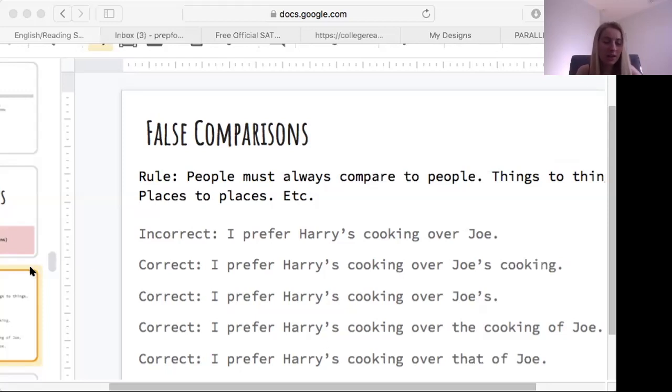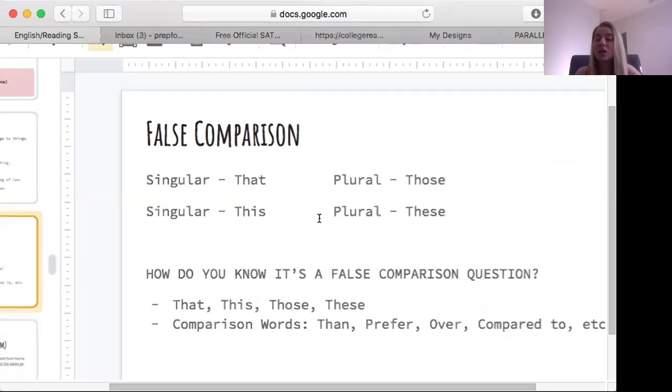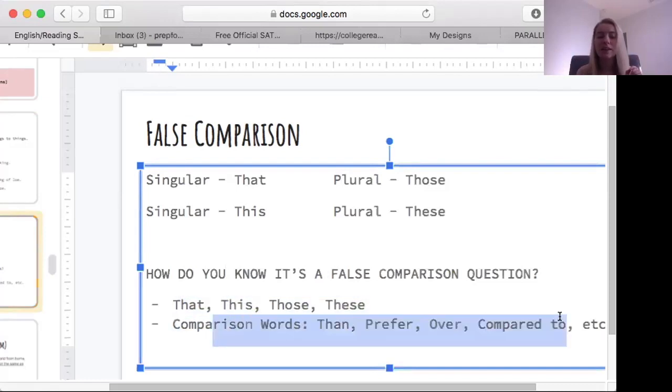Now taking a look at the next passage here, this is something good to recognize: when we're dealing with singular items, they are replaced with that and this, and plural items are replaced with these and those. So if you're unsure whether it's a false comparison style question, just recognize that this, these, and those are a huge, huge red flag. Also, some type of comparison word like than, over, prefer, that's also a huge red flag.